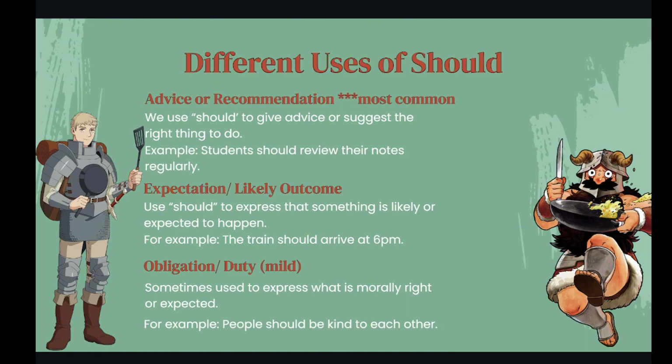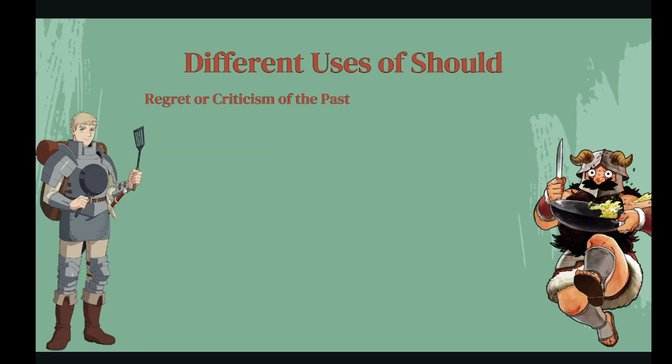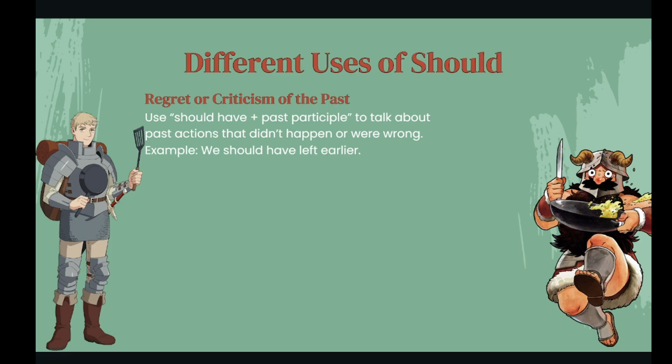Now, we do have a few more uses of should, which are the following: regret or criticism of the past. Now, this one does have a bit different structure compared to the other should uses. So remember, should is formed subject plus should plus main verb in the base form. Now, this one's formed with should have plus past participle to talk about actions that didn't happen or were wrong. So for example, we should have left earlier. This is expressing regret or criticism about us being late now because we didn't leave earlier.